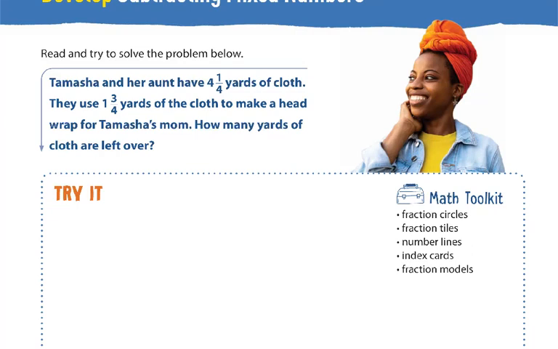Tamasha and her aunt have 4 1/4 yards of cloth. They use 1 3/4 yards of cloth to make a head wrap for Tamasha's mom. How many yards of cloth are left? This one can't fool you, but it wants to.